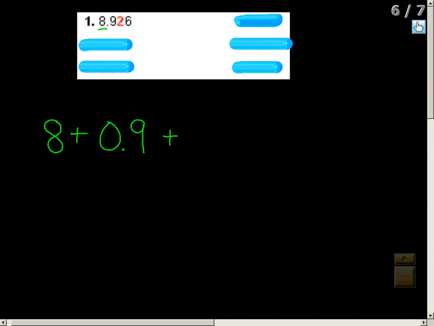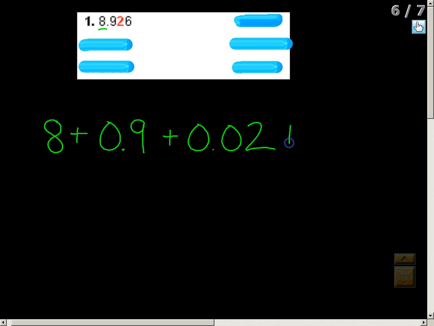I'm going to change that 8 once again to a 0. Put my decimal point there, change my 9 to a 0, and then I'll write my 2. Okay, so part of this problem, we're also trying to find the value of the red digit, so we can see that we've changed every number to a 0 to the left of this number 2. Okay, so this is actually worth 200ths.